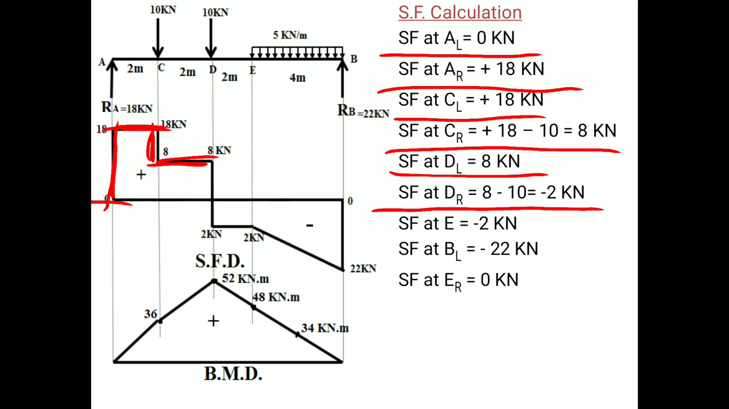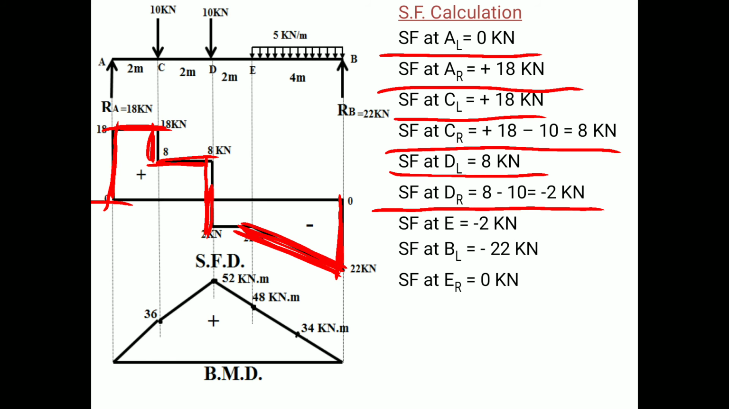At right of D we have minus 2, therefore it will go down below the 0 line, into the minus region, therefore it is minus 2. Again from D to E no load is acting, therefore the intensity will be minus 2. From E to B minus 22 kilonewton. And remember that when any beam is subjected to UDL, in the shear force diagram you have to join it by an inclined line, therefore you will observe an inclined line for the uniformly distributed load. This is the inclined line and the intensity is minus 22 kilonewton. And again shear force at right of B will be 0.